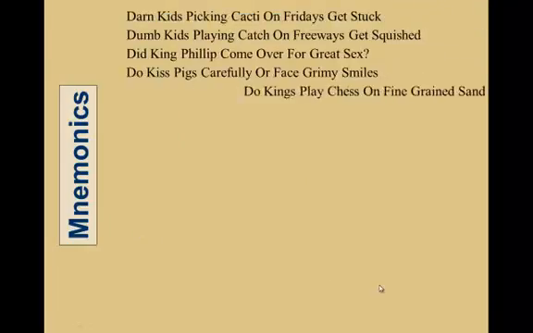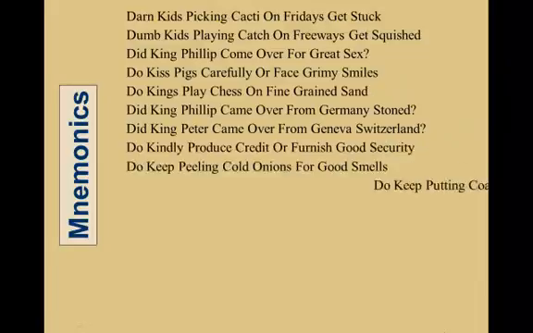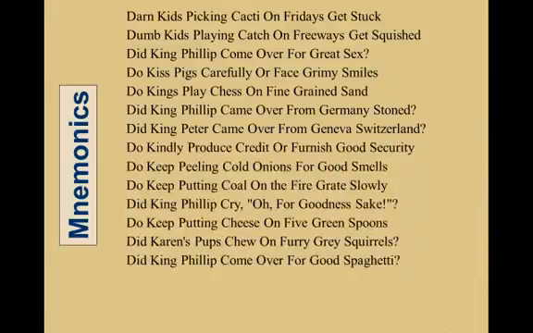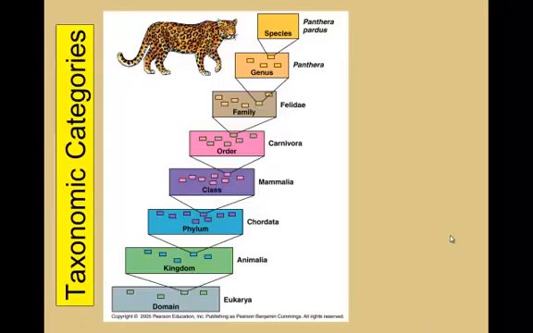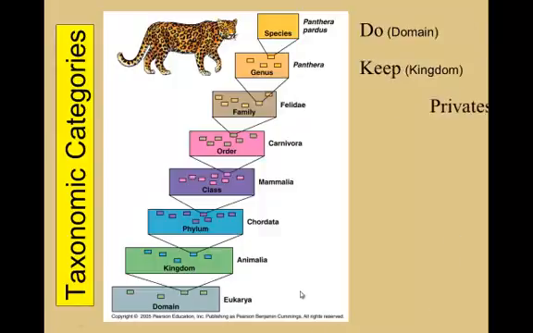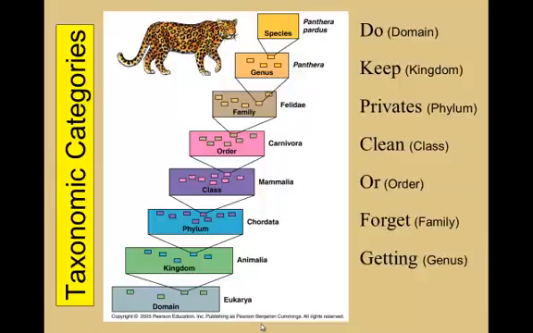But here are some mnemonic memory devices that can help you to remember domain, kingdom, phylum, class, order, family, genus, species. I don't know, none of these are that great. Here's one. I don't know that this is that great either, but it's memorable. Do keep privates clean or forget getting sex. Ho, ho, ho. Very funny. But the point is, it doesn't do you any good to remember the mnemonic. You need to remember what it stands for. So domain, kingdom, phylum, class, order, family, genus, species.